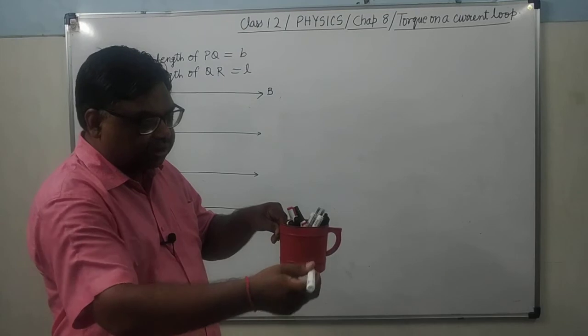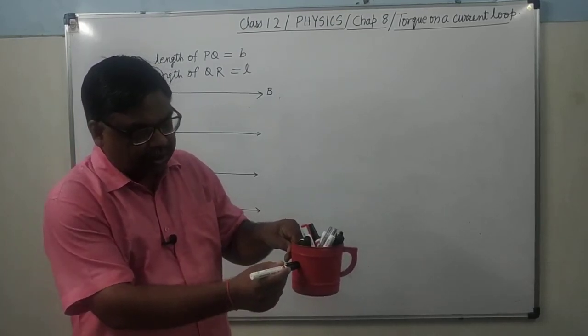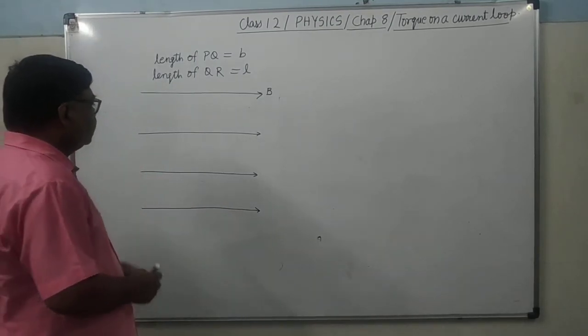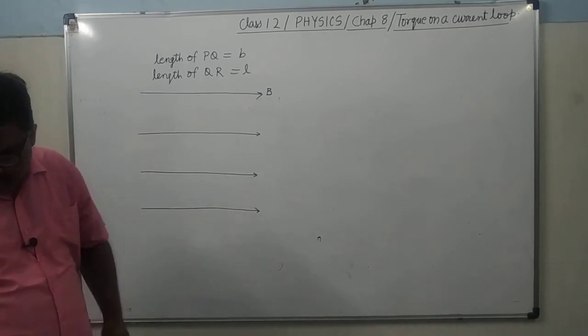At this point normal is this direction. At this point normal is towards me. At this point it is in this direction. It is clear. It will be in a different direction. It is clear. So here I have drawn the rectangular coil.